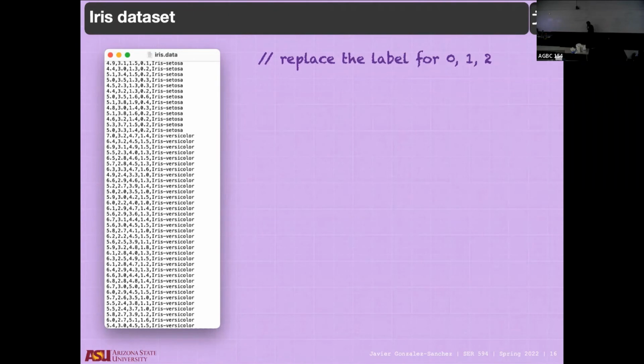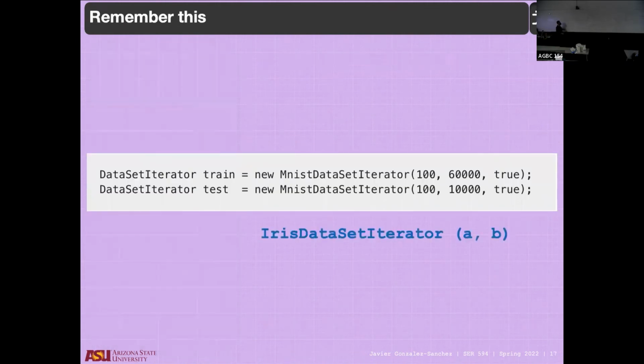For the data set, step number 1, you need to read the data set, right? You need to put the data set in the memory. How do we do that with this input? We need to remember how we did that for our example.